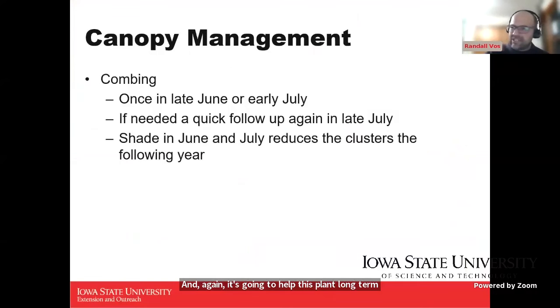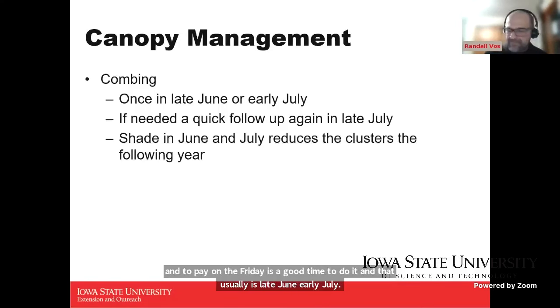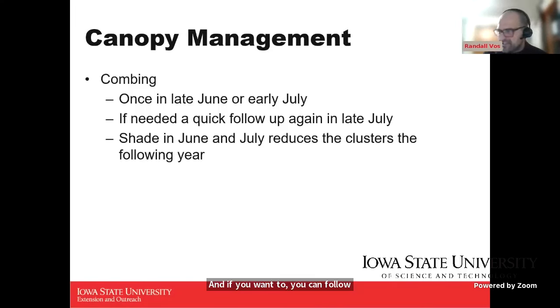So the other canopy management thing I would suggest doing is something called combing on these high wire vines. And you want to do it when the shoots are 2.5 to 3 feet long. If you do it when the shoots are too short, number one, they're not attached well and they're going to snap off. And two, they're not going to stay put. So 2 to 3 feet, depending on the variety, is a good time to do it. And that usually is late June, early July. And if you want to, you can follow up again in late July to see if you need to do it again.